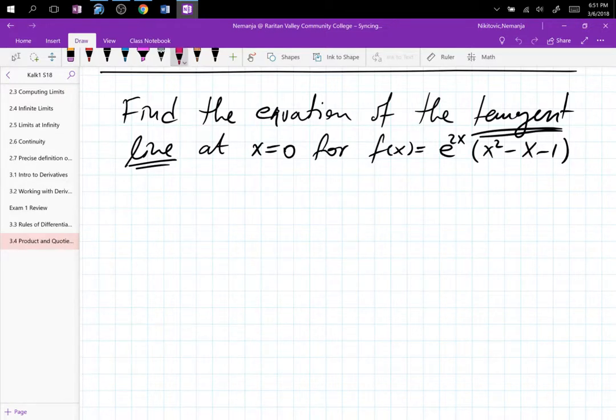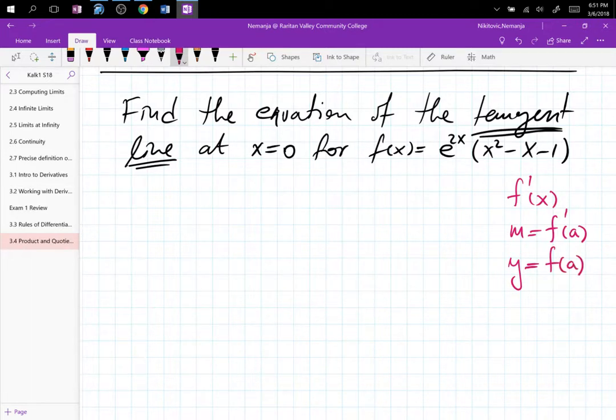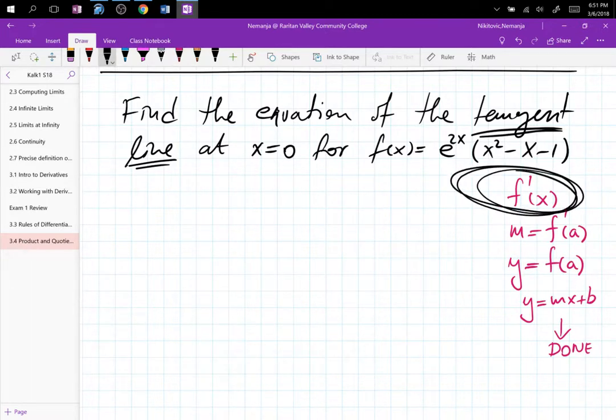So what is the procedure for a tangent line? We have to find the derivative. Then the slope is the derivative computed at the point that is given, in our case 0. The y value is also computed when you plug in 0 in the original function. And then you use y equals mx plus b, and done. So these are the steps. What's different is the type of the derivative, from section to section. The only thing that differs in this procedure is which type of derivative you are going to use. So let's go.